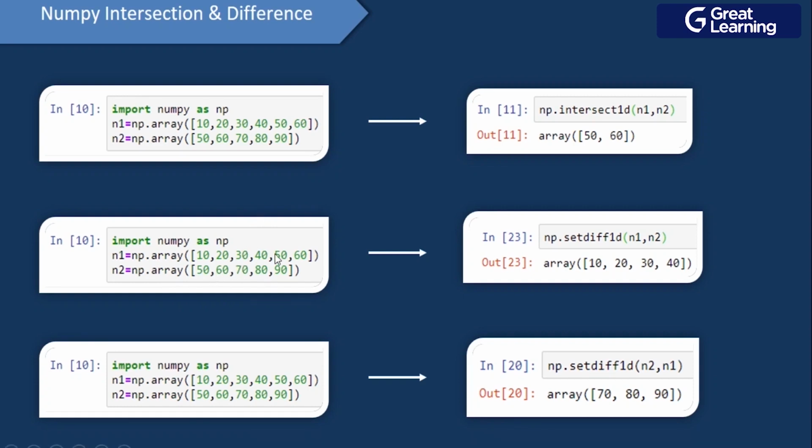And if I want the elements which are unique to only n1, then I would have to use setdiff1d, and I'll pass in n1 and n2. As you guys see, I get only 10, 20, 30 and 40 because 50 and 60 are present in both the NumPy arrays. I can also change the sequence over here. So instead of passing in n1, n2, when I pass in n2, n1, then this will give me all of the unique elements which are present in n2.